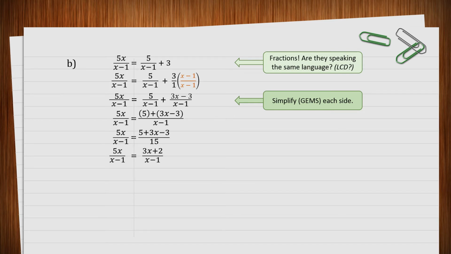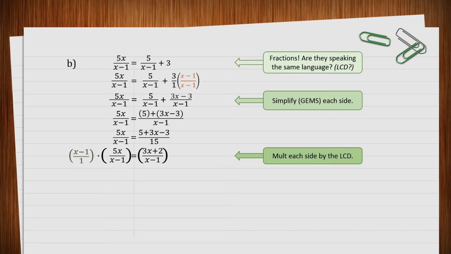Once you've simplified each side, you will see you have 5x over x minus 1 equals 3x plus 2 all over x minus 1. Now we want to clear out the fractions by multiplying each side by the LCD. In this case, your LCD is x minus 1, or x minus 1 over 1. Remember, what you do to one side, you must do to the other side.